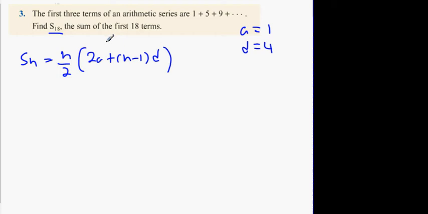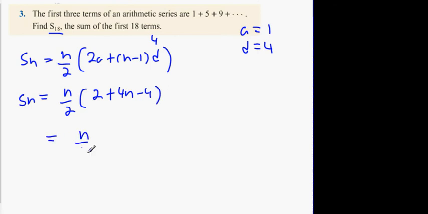S18 is the sum of the first 18 terms. So what we're going to find out is the sum of the first 18 terms. I'm going to find out what Sn is starting off, using the Sn formula. It's going to be n over 2 into 2a, which is 2, plus n minus 1 times 4. So 4 is d, so that's 4n minus 4. And then what we get here is n over 2 into 4n minus 2.